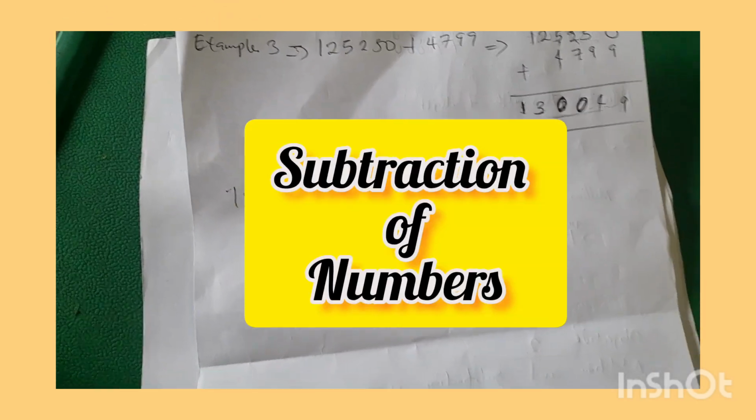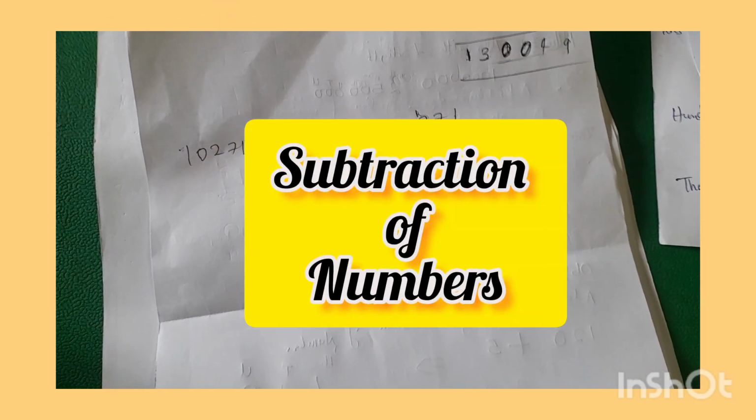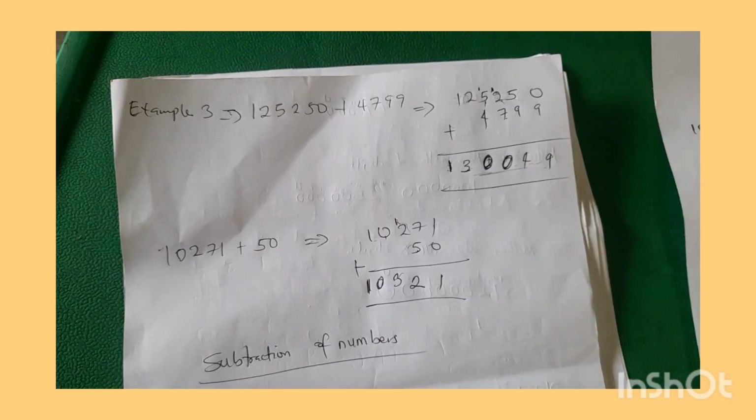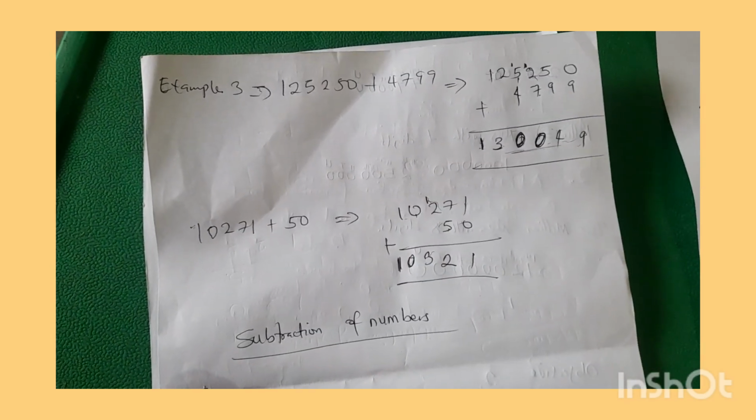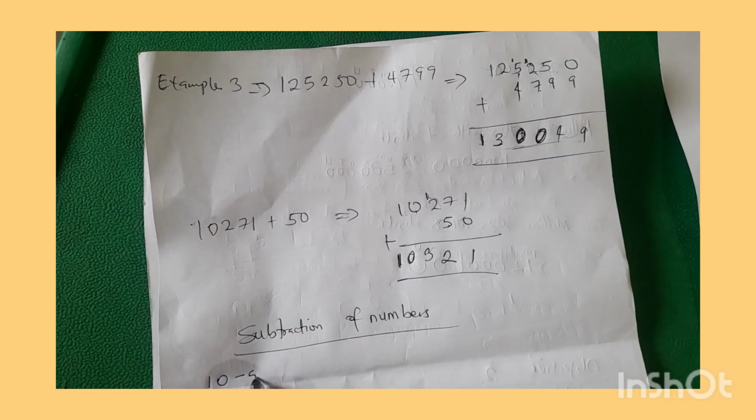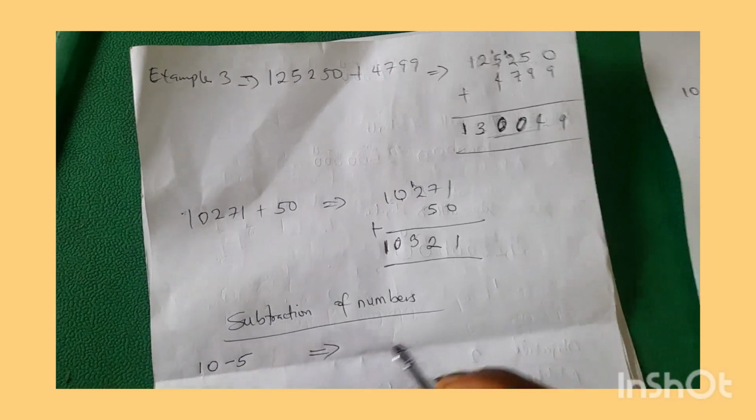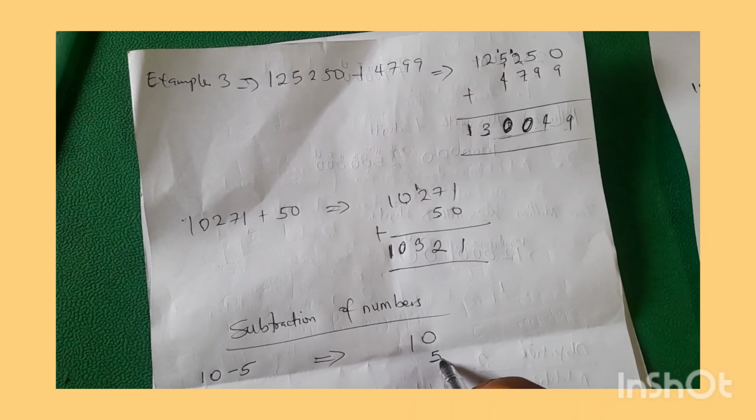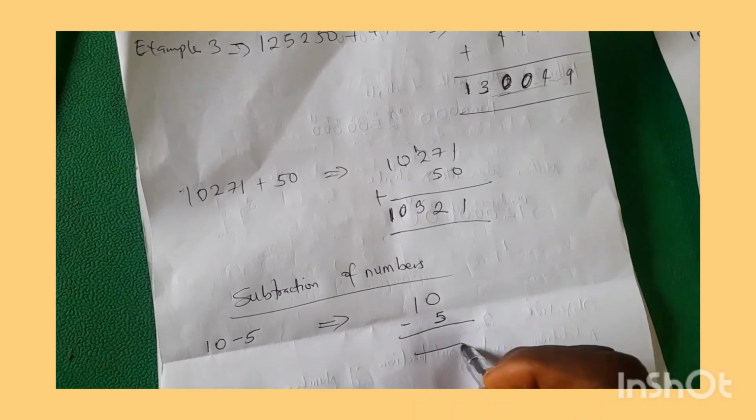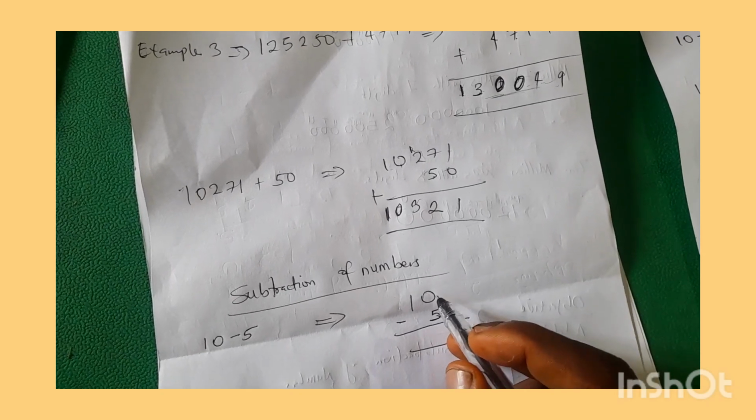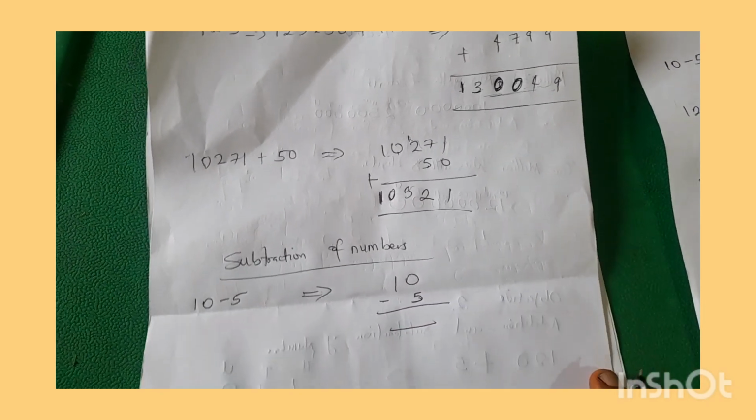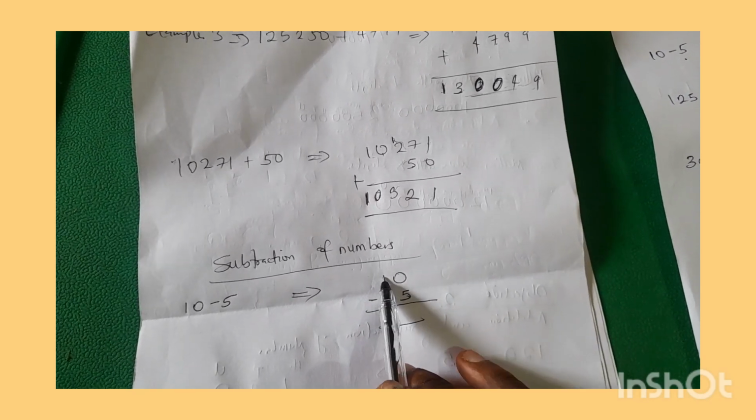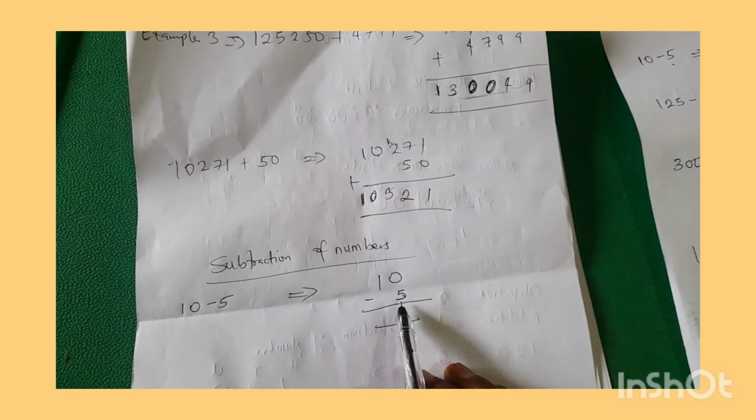So next we're going to go into subtraction of numbers. Alright, so for subtraction, we're still going to be using the examples that we used for our addition. So you have numbers like 10 minus 5. It goes like this: the bigger number comes up, the smaller number comes beneath. Then 0 minus 5. 0 is smaller, 0 cannot minus 5. So you have to borrow 1 from here and add it to this place, making it 10.